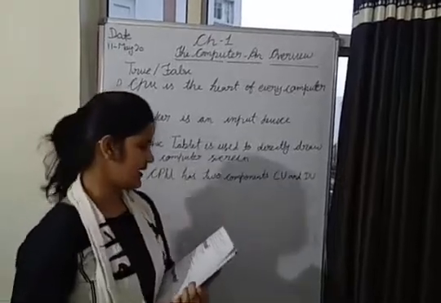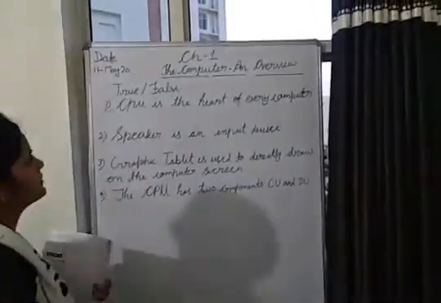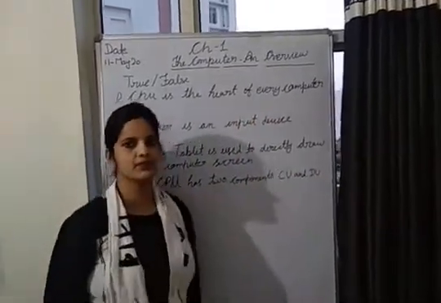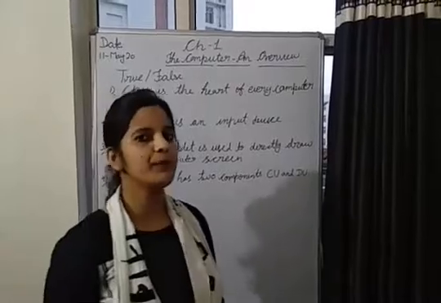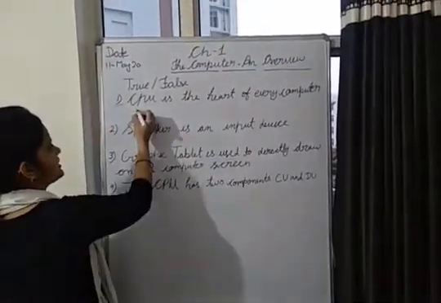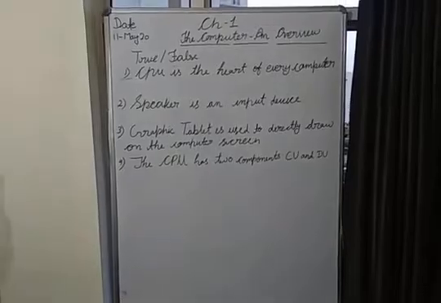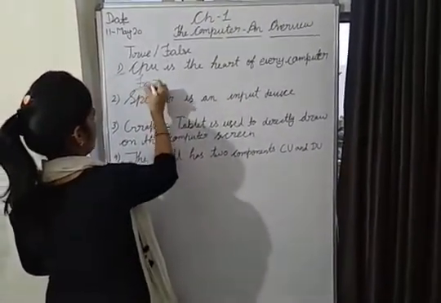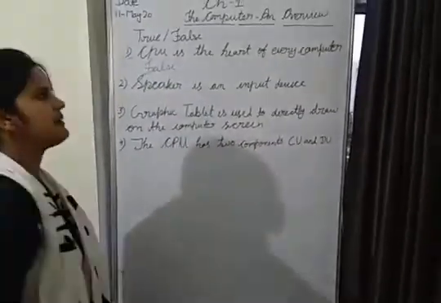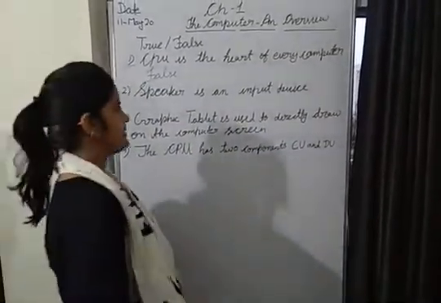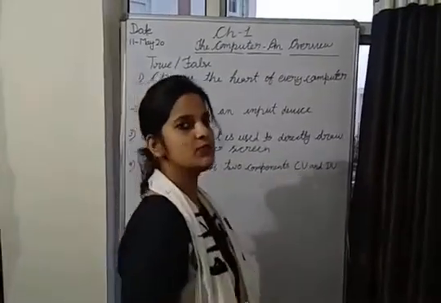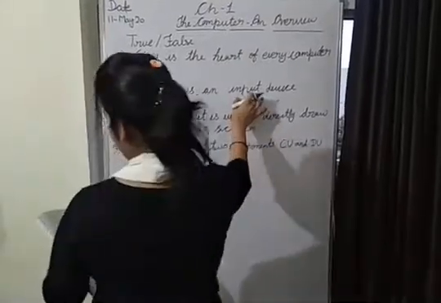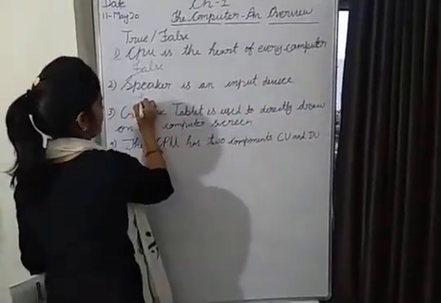Now the next exercise is true false. Okay student, here see, CPU is the heart of every computer. So tell me student, CPU is heart or brain of every computer. So this statement is wrong. Now, speaker is an input device. Student, normally speaker is used to listen to music. So it is an output, not an input device. So this statement is again wrong.